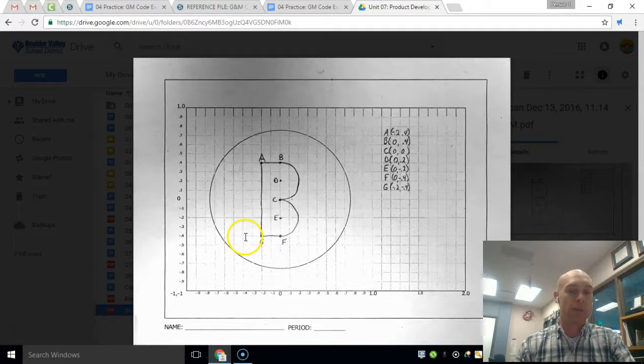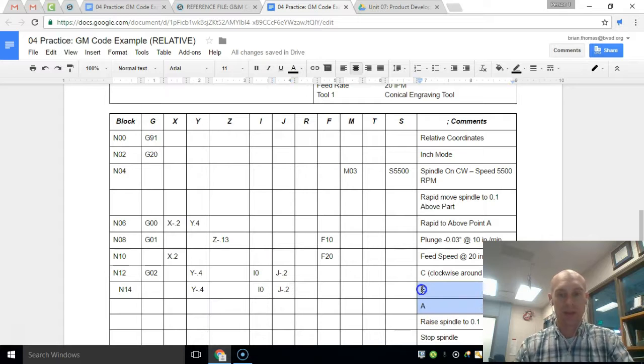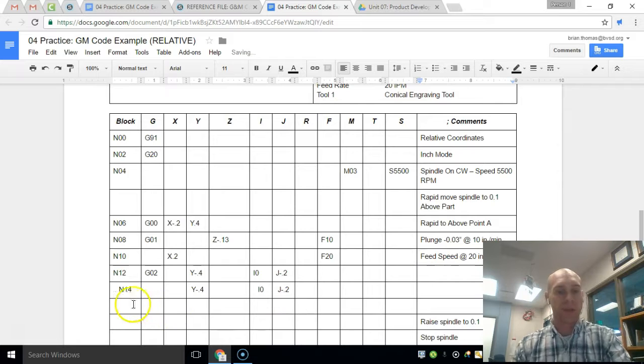I'm here now, and now I'm going to go left 0.2 to get to G. And we can delete some of these. These are actually going to be for your assignment, not for this one. So I have an N16, and I'm going to do a G01 because I'm going in a straight line, and it said left negative 0.2, negative meaning left.